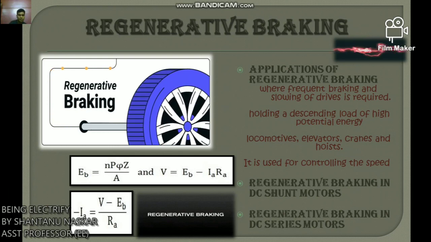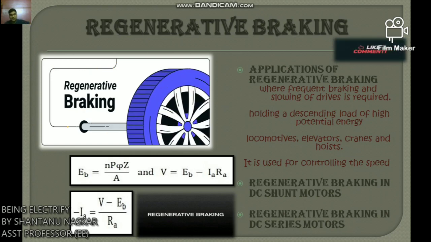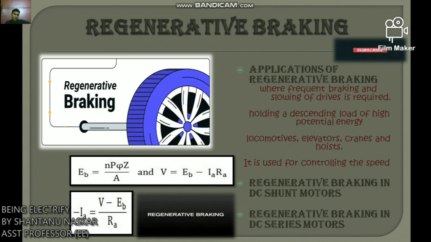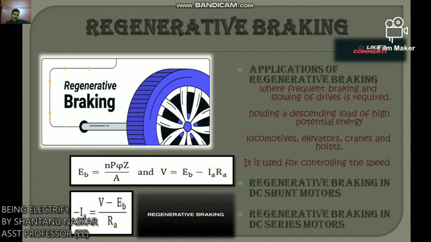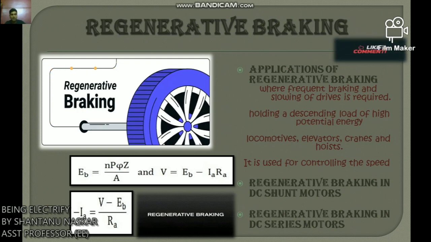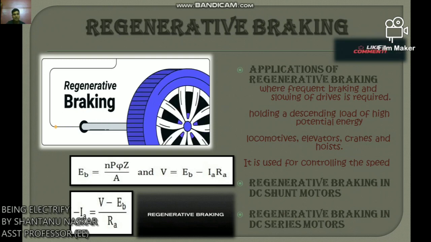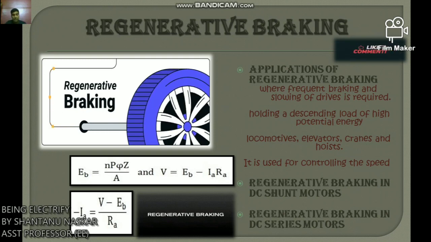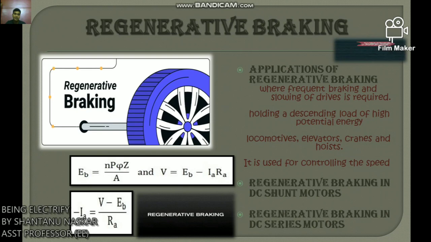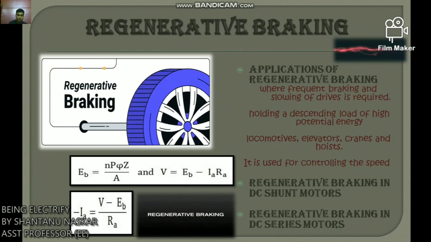One commonly used method of regenerative braking of DC series motor is to connect it as a shunt motor. Since the resistance of the field winding is low, a series resistance is connected in the field circuit to limit the current within the safe value.